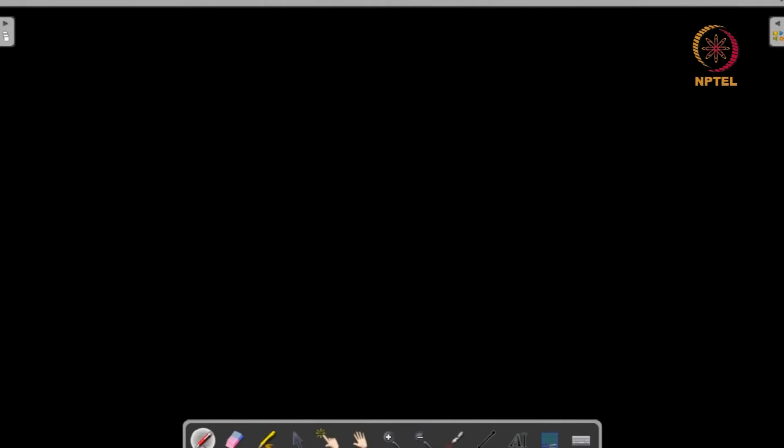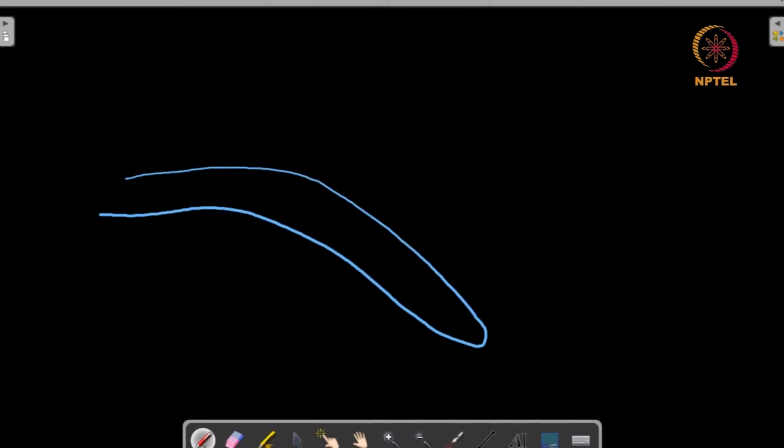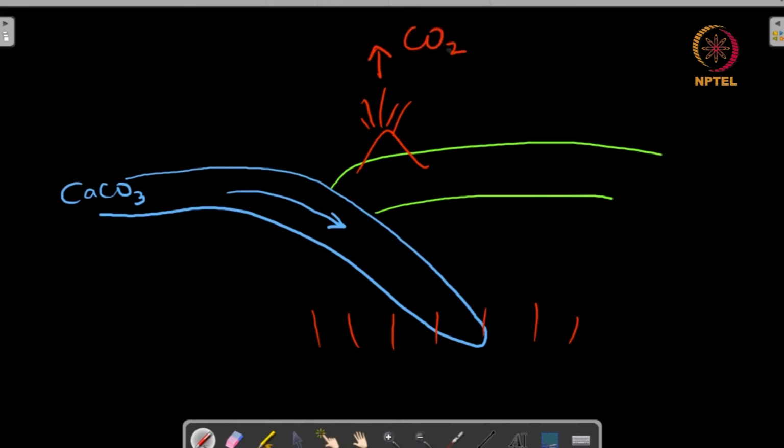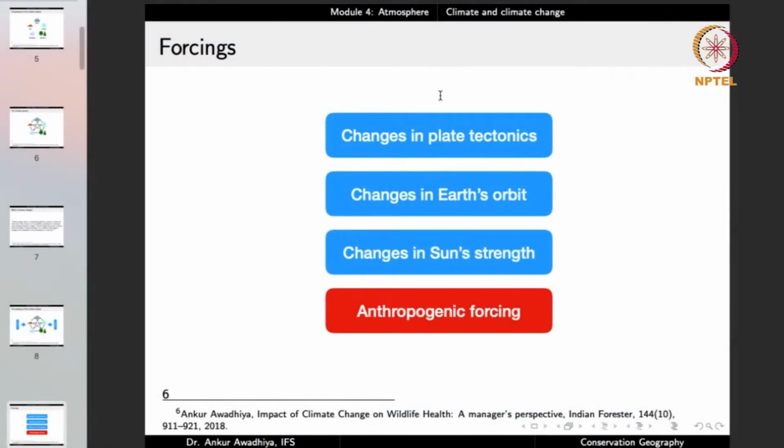So what we are talking about here is that you have 2 plates. The first plate is going down like this, and here you have another plate. Now when this blue plate is going down, all the calcium carbonate or other carbonates are also going down, and at the bottom the amount of heat is too large, and so the carbon dioxide gets released and comes out through volcanic eruptions. So changes in the lithosphere, changes in the crust, are leading to a release of carbon dioxide into the atmosphere. So one of these forcings is changes in the plate tectonics.